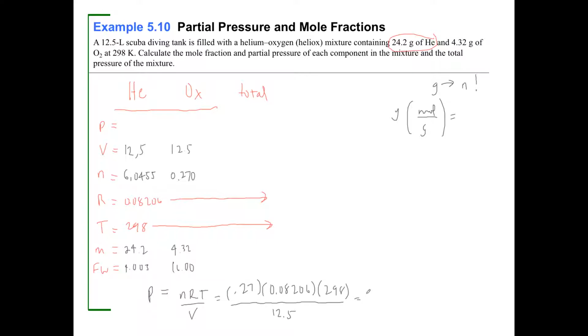Crud. My thumb, it's just not going right. 0.27, gotta start over again. Clear. 0.27 times 0.08206 times 298 divided by 12.5 equals 0.528. 0.528. And I don't really have a good sense if that number makes sense or not, right? I can see 300 times 0.08. I don't know. That's about 1. Sure. Okay. I'm going to say that makes sense. That's the partial pressure, in atmospheres, of this guy here. 0.528. Now this one needs to be bigger, right? Because I got more moles in it. So let's check our math here.